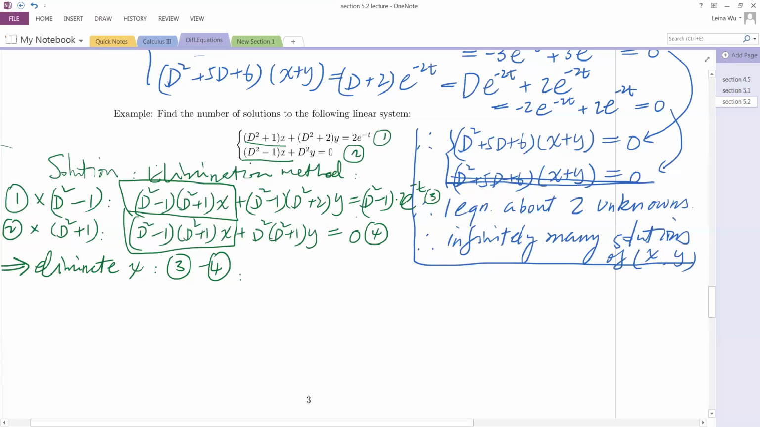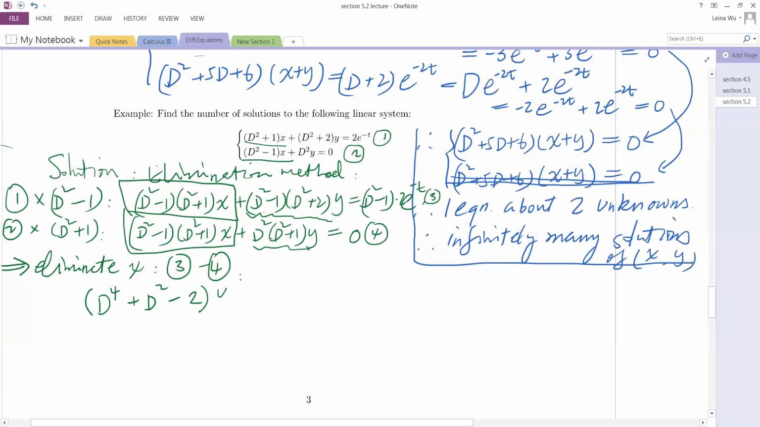So it should be this part of y minus this part of y. I'm going to FOIL the first coefficient of y and then the second coefficient of y. If you FOIL the first one, what do we have, guys? D to the fourth, minus D to the second, and then plus 2D squared, so that's plus D squared, and then minus 2.